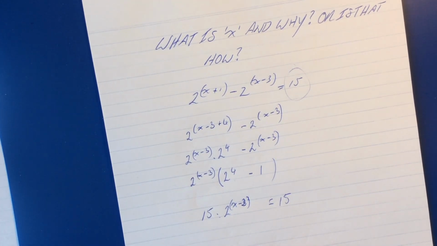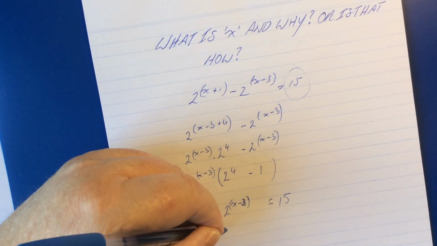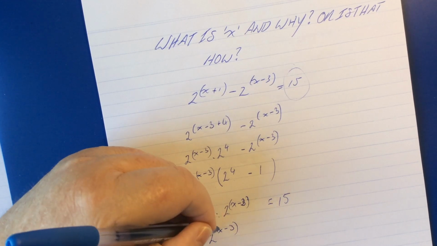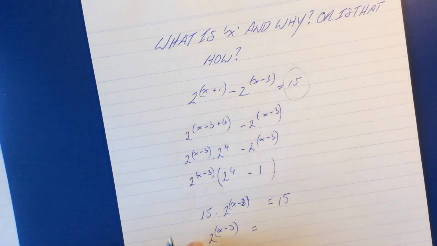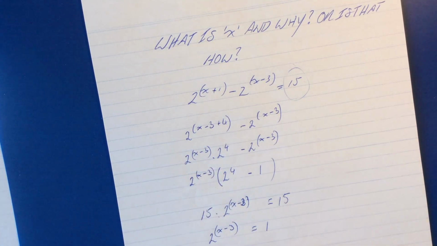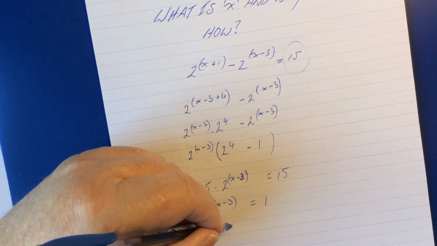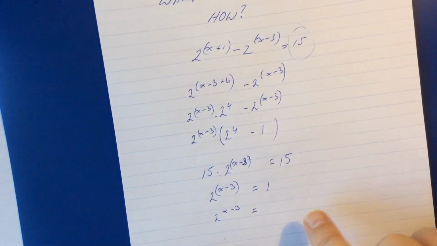Right. 15 times that equals 15. We're multiplying by 15 on this side. So if we want to remove this, we simply divide each side by 15. And what we get is 2 to the power of x minus 3, I beg your pardon, equals 15 divided by 15, which is 1. Right. 2 to the power of x minus 3 is equal to 1.